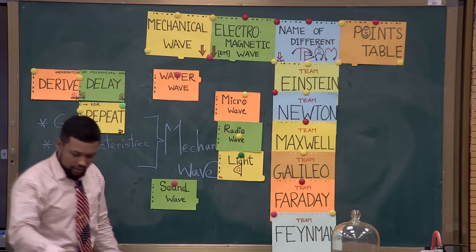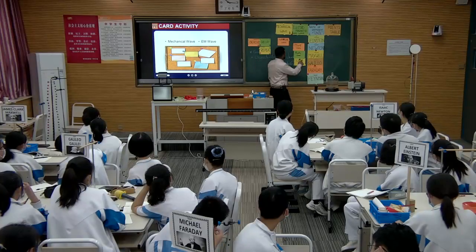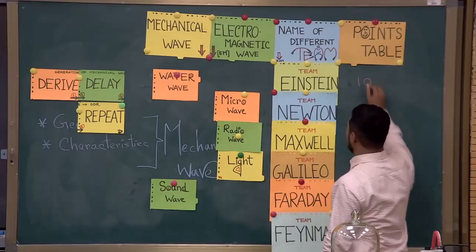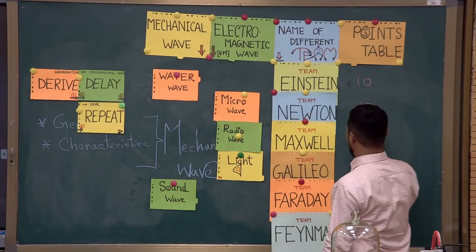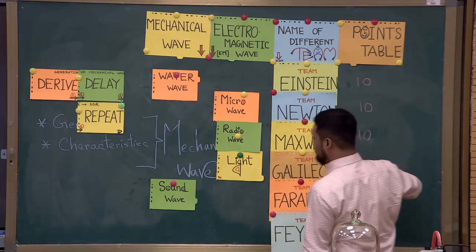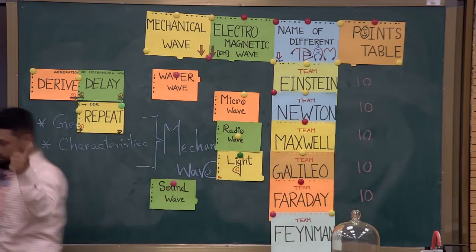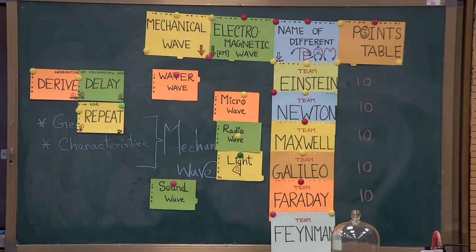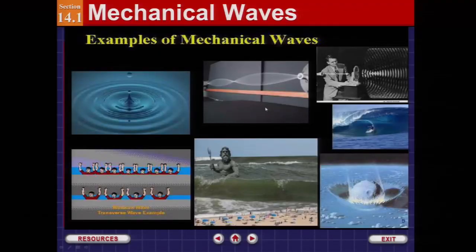Right. Yeah, so I'm really pleased with all of you. So all these group members, you'll get 10 points, 10, 10, 10, and 10. At the end of the class, the group that gets the highest mark, I'll give a prize. Okay? So here are the examples of the mechanical waves, you can see there.